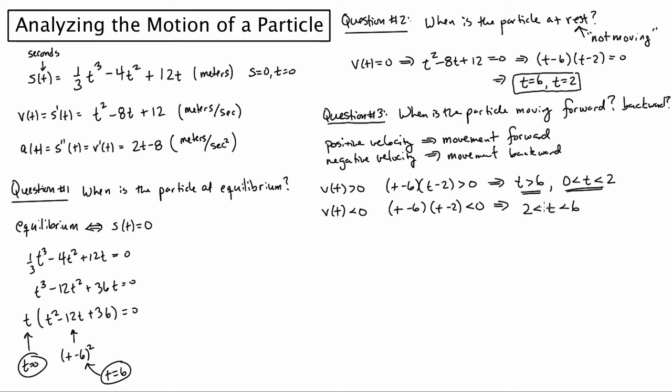If t is between 2 and 6, then this one is positive, but this one is negative. It's not possible to have this one be positive and this one be negative on this interval. So these are our intervals over which we're moving forward. So this is the forward times, and these are the times in which it's moving backward.